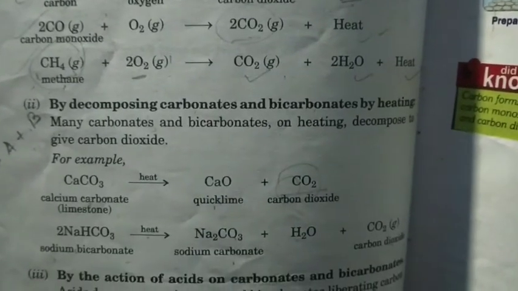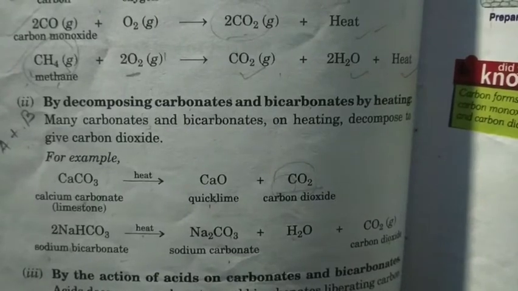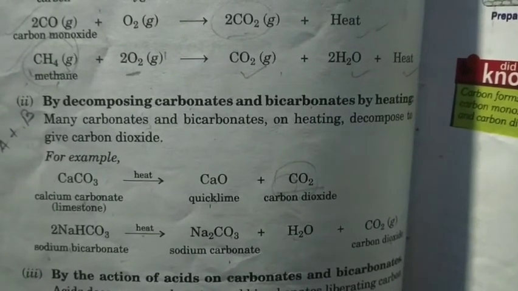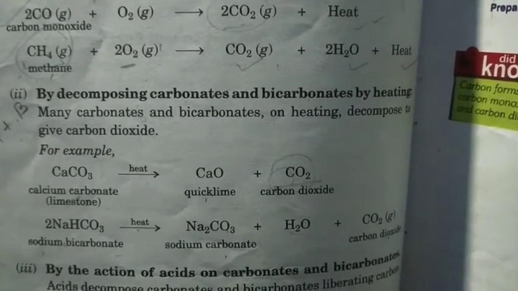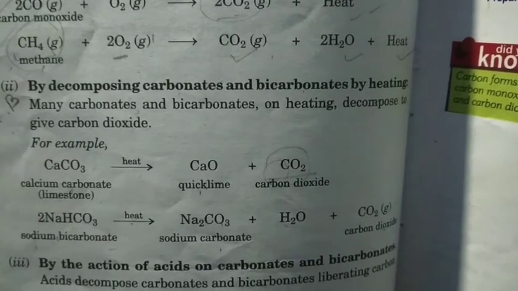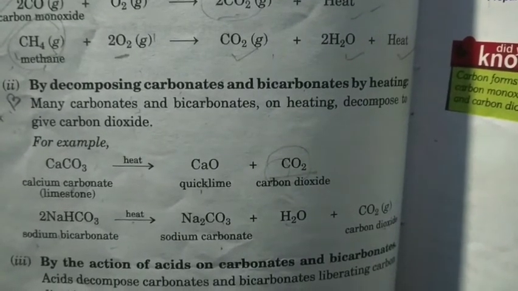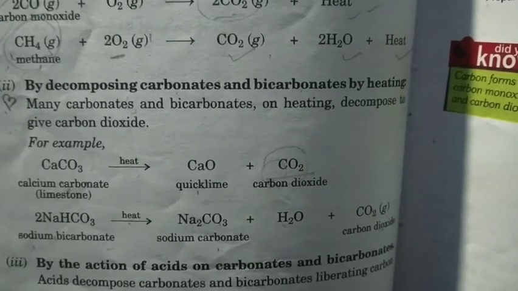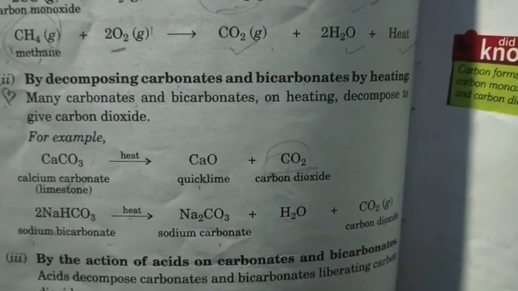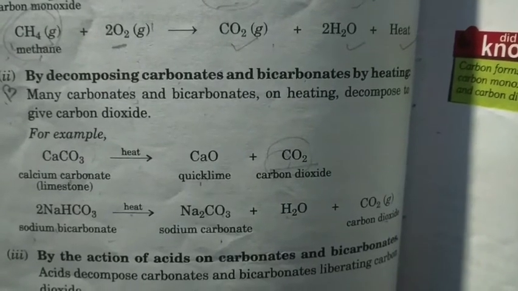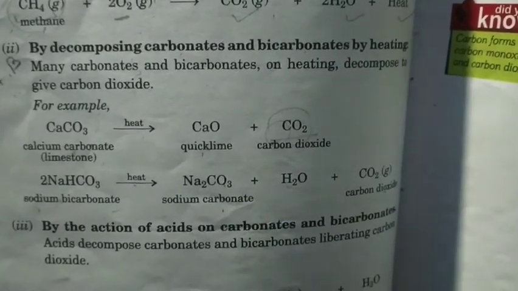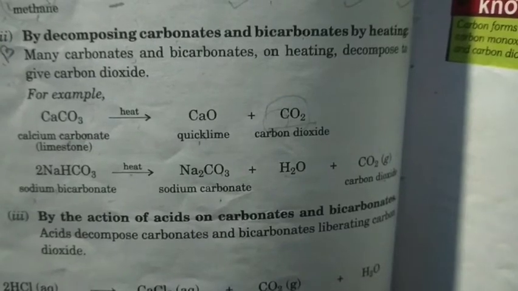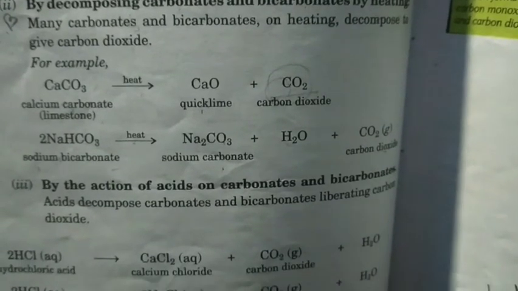Secondly, by decomposing carbonates and bicarbonates by heating. If you decompose these carbonates and bicarbonates, and if you supply heat to it, it gets decomposed and forms carbon dioxide gas. You can see that in CaCO3, quicklime and carbon dioxide gas is formed. In sodium bicarbonate, sodium carbonate, water and carbon dioxide gas is formed.